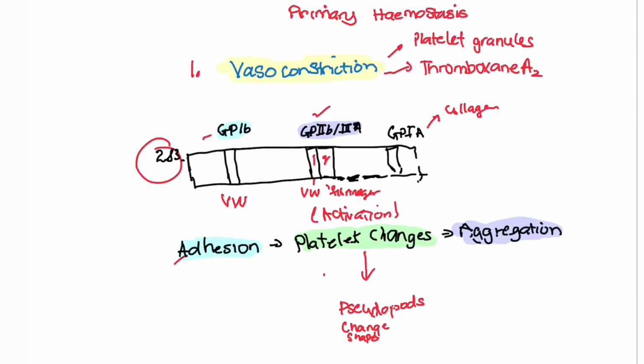To summarize, vasoconstriction, then adhesion, which is the GP1B site binding to von Willebrand factor. This exposes the GP2B 3A, which binds two things, your von Willebrand factor and your fibrinogen. Between the processes of adhesion and aggregation, there is the formation of pseudopods on the platelet, and the platelets also change shape to activate themselves. Once this occurs, it moves on to aggregation. Also, there is another binding receptor causing adhesion, the GP1A, which causes direct binding to collagen.